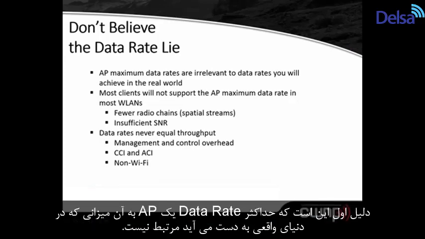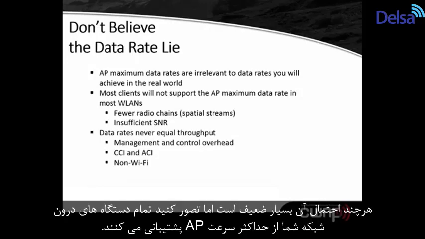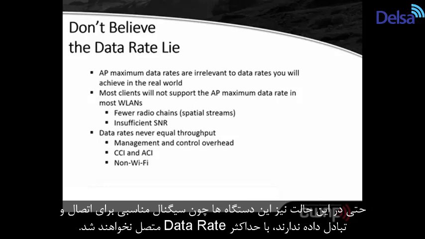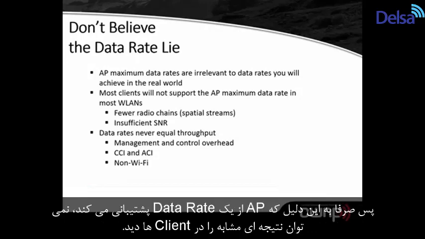So why is that? Well, first of all, AP maximum data rates are irrelevant to data rates you'll achieve in the real world. So let's assume all of your clients actually support the maximum data rate of the AP, which would be rare, but let's assume they do. They're still not going to connect with that data rate because they're not going to have the proper signal to be able to connect and transfer data at that data rate.